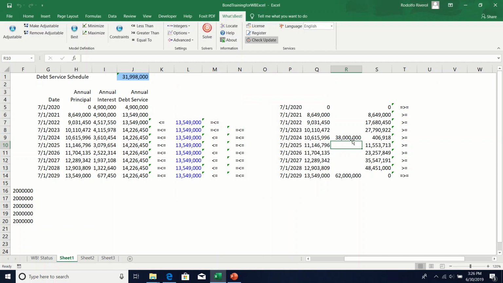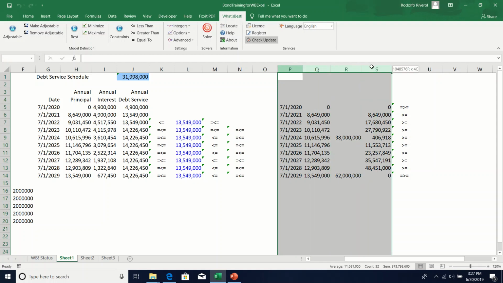Okay, so at 38 million, as soon as we start moving out of this range, you can see that our minimum starts to increase. So what we're going to do is we're going to use local finance law, and we're going to break up the PPUs. So we're going to just add in a few columns here.